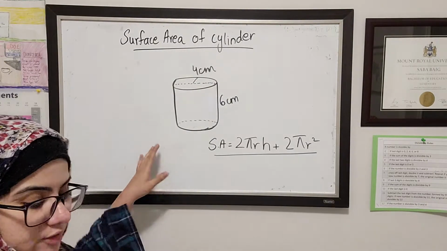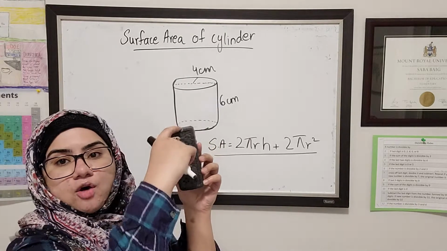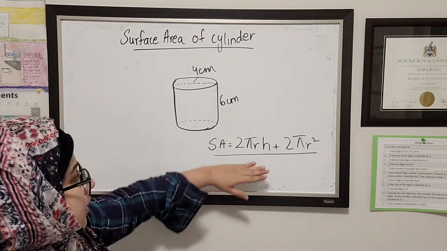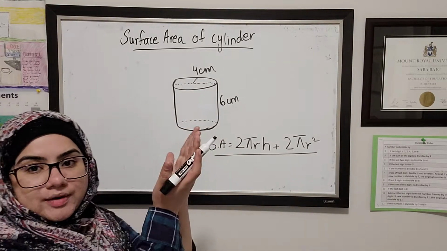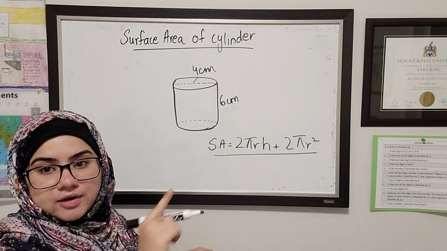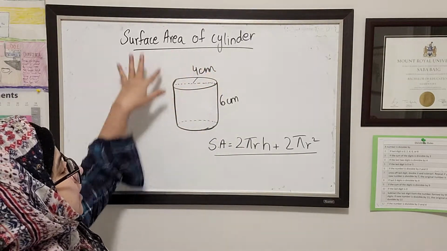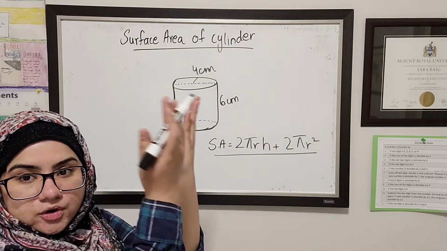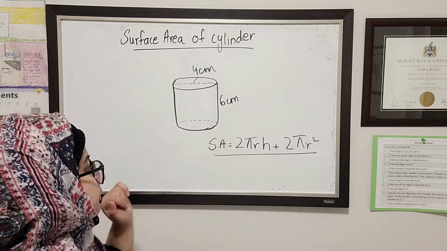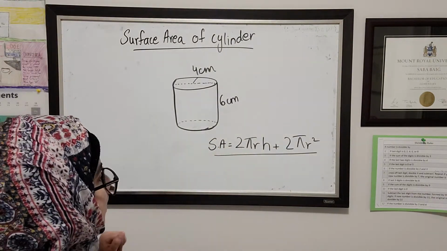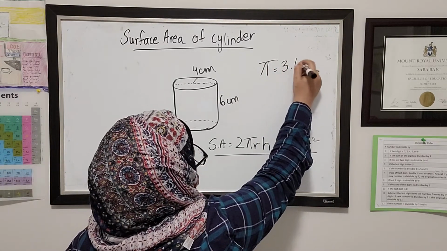a cylinder. Surface area, as we have done previously, is the area of each individual side. And why do we have this formula? Because when we unfold, when we open the cylinder, it gives us a rectangle shape, and it also has a circle at the bottom. That's why we use this formula. You should also know the universal value of pi is 3.14.